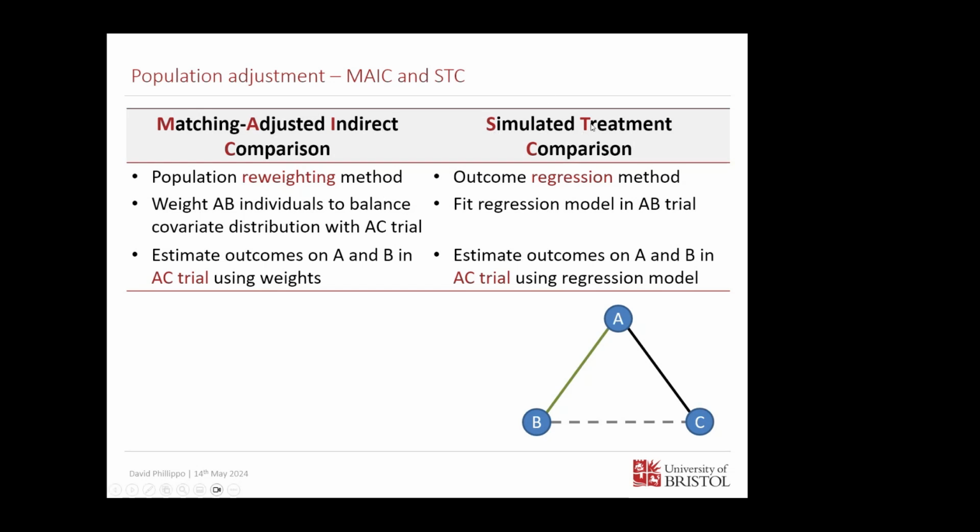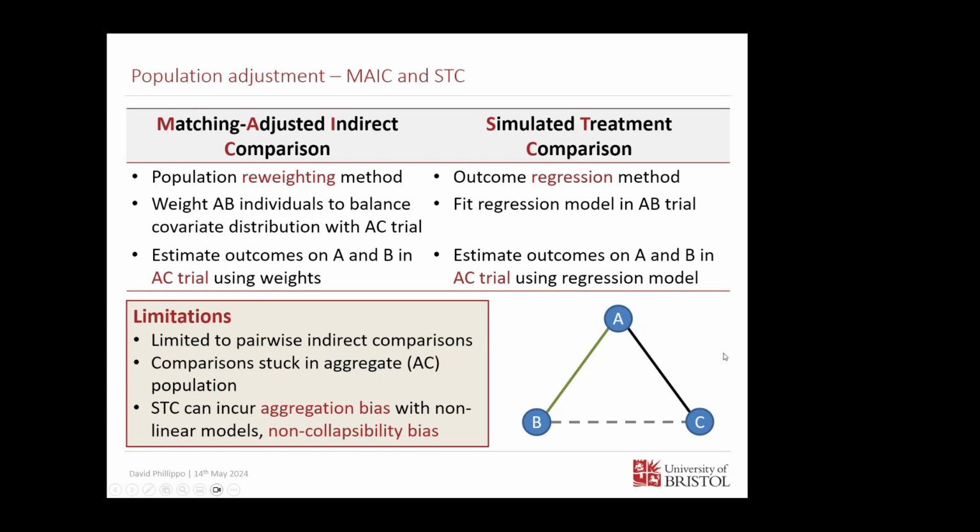There's also a simulated treatment comparison, or an STC, and this is a regression-based approach. So we fit an outcome regression model in our AB study where we have all our individual patient data, and then using that fitted model, we predict the outcomes that we'd expect to see on treatments A and B in the AC population. And with those predictions, we then form this indirect comparison. So we can either weight into this aggregate population, or we can predict with regression.